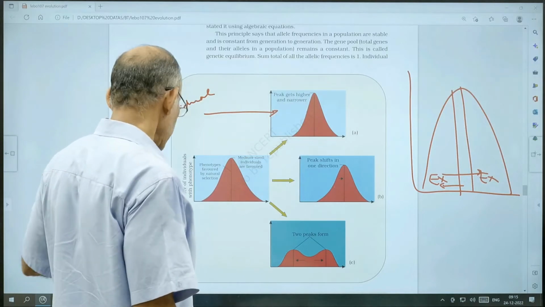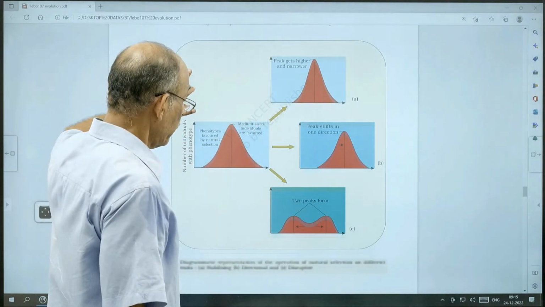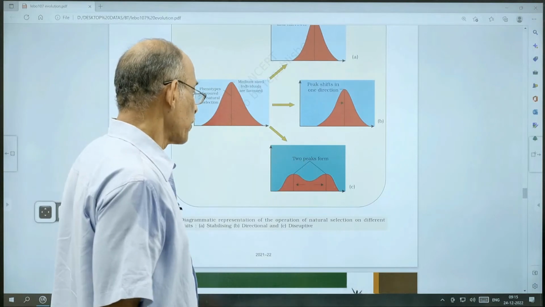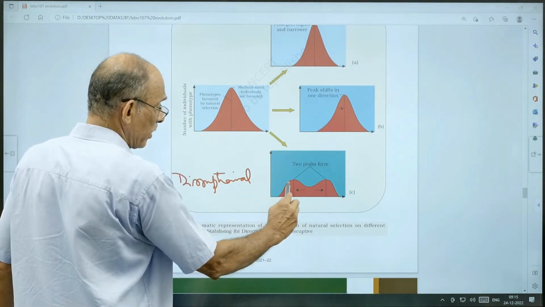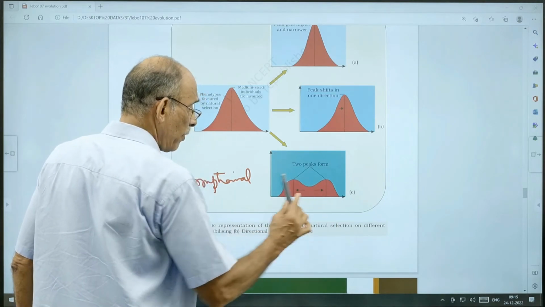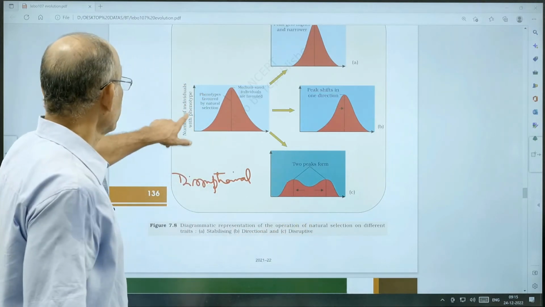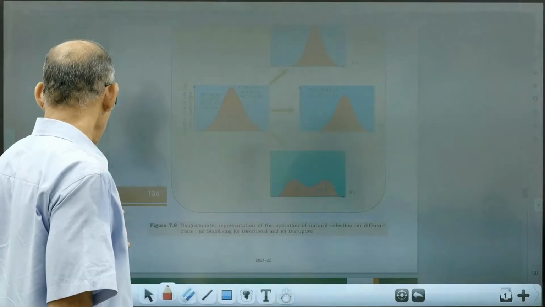And the third one is known as disruptive selection, where the two extremes are selected, whereas the average individuals are not selected. So that is another figure that you have to bear in mind.